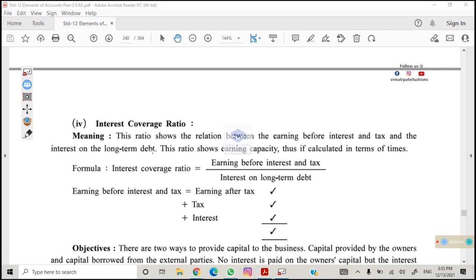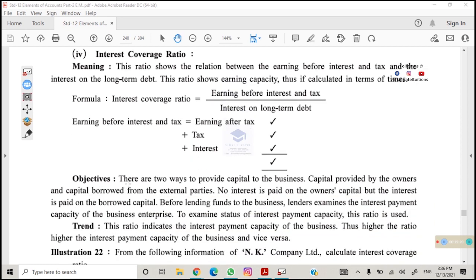earning before interest and tax, or you can say profit before interest and tax. So profit before tax, in that you have to add interest paid, and if profit after tax is given, you have to add back tax as well as interest. We are concerned with profit before making payment of interest and tax. So interest coverage ratio is earning before interest and tax, or profit before interest and tax, upon interest on long-term debt. Long-term debt means debenture, bank loan, loan from financial institution, long-term public deposit, all that.